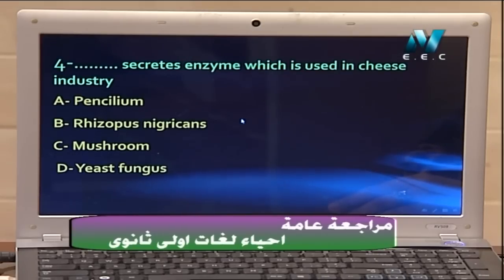Fourth question. Secrete enzyme which is used in cheese industry. We have 4 choices: penicillium, Rhizopus nigricans (bread mold), mushroom, and yeast fungus. Secreting enzyme used in cheese, the suitable answer will be Rhizopus nigricans. Rhizopus nigricans is used to produce the enzyme.